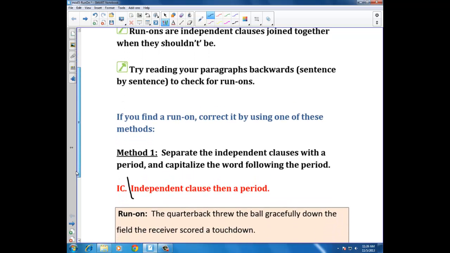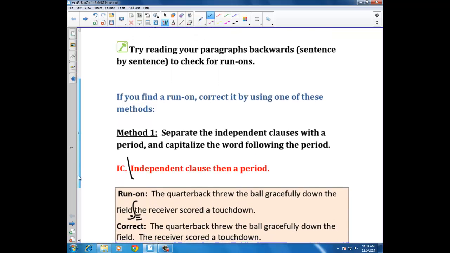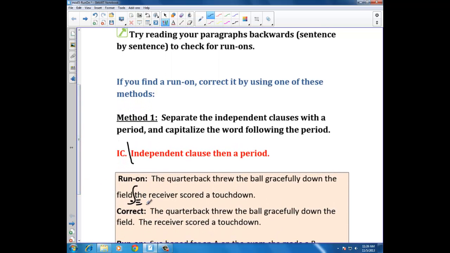So in this sentence, the quarterback threw the ball gracefully down the field. The receiver scored a touchdown. The run-on is occurring here. And you could correct that by putting a period and a capital letter. That, by the way, is the symbol for a capital letter. The quarterback threw the ball gracefully down the field. The receiver scored a touchdown.